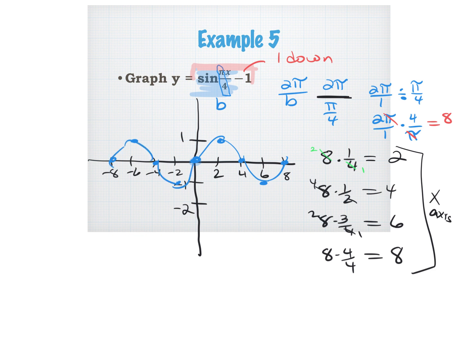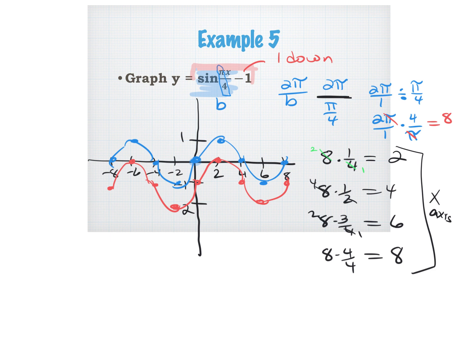So now I'm going to take all of those blue dots and shift them all down 1 unit. Just go down one spot each time. And now connect them. And there is your shifted graph. So it's going slower, and it also got shifted vertically 1 unit down.